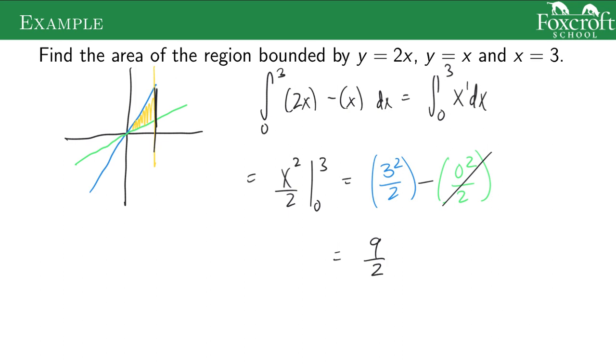Right, you can see the basic idea of how we did it. We thought about what the graph was. We thought about the starting point and the ending point. Those give us our bounds. The top function was 2x. We subtract the bottom function, x. Right, so this is the process for finding the area between two curves.